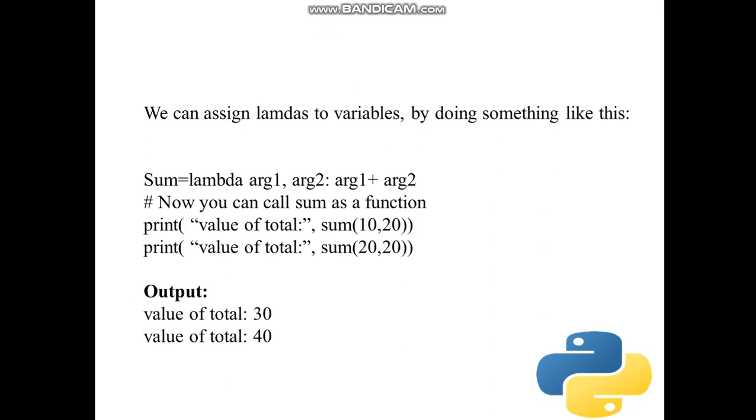We can assign a lambda to a variable by doing something like this. I'm writing sum equals to lambda, argument 1, argument 2, and this function is doing argument 1 plus argument 2. So that means I am giving my lambda function to a variable. Now while calling the function, I can call my function by that variable name. So I can write sum of 10, 20, sum of 20, 20. Understood? So I am giving my lambda function to a variable.